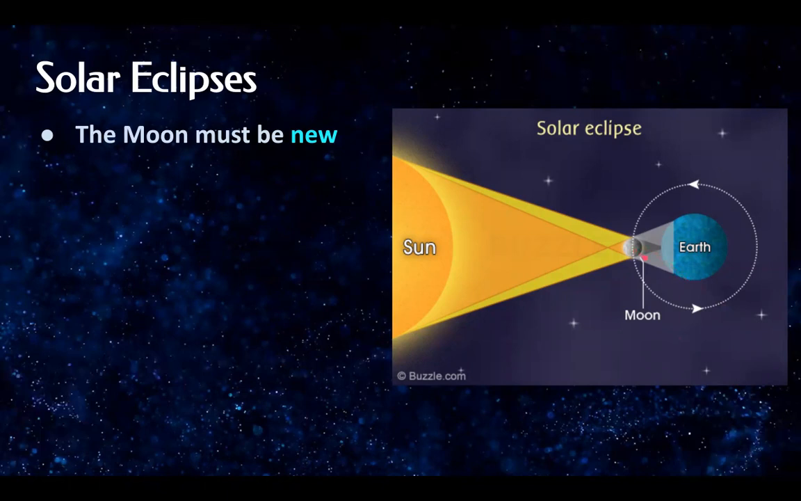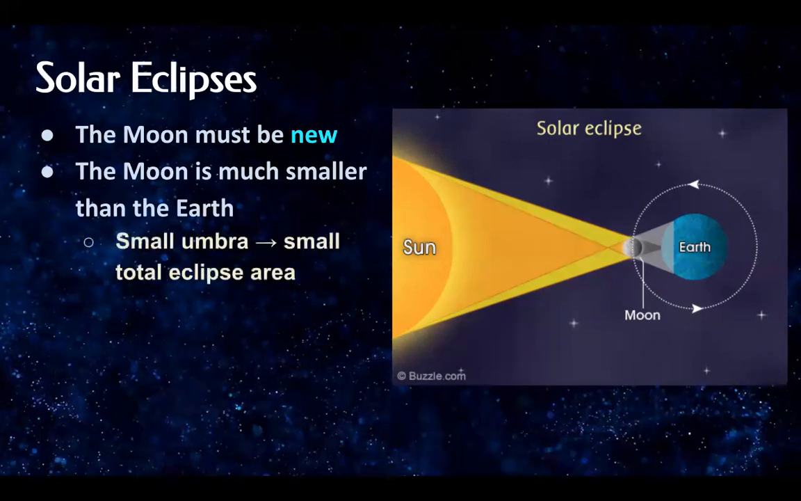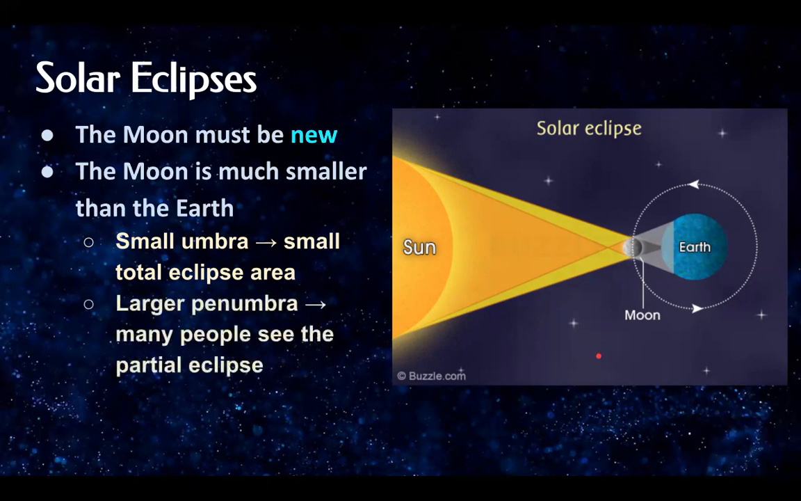That dark half of the moon is facing us. The moon is much smaller than Earth. Fun fact: what that means is it's going to have a small umbra, which means a very small total eclipse area. You can see in this picture, look at that umbra. The only portion that's getting a total eclipse is that part of the Earth that's directly underneath the umbra. So most of the Earth can't see that.